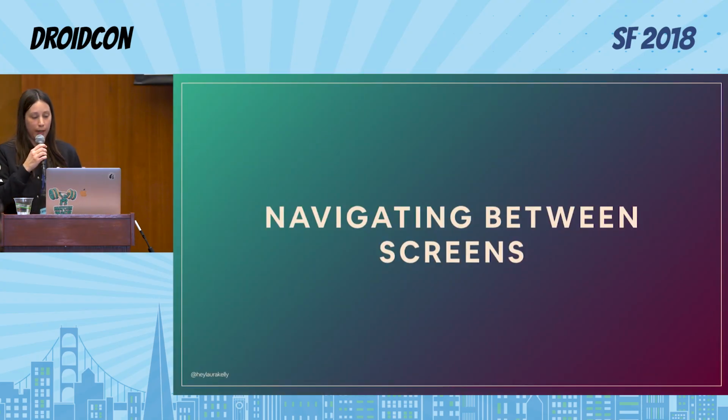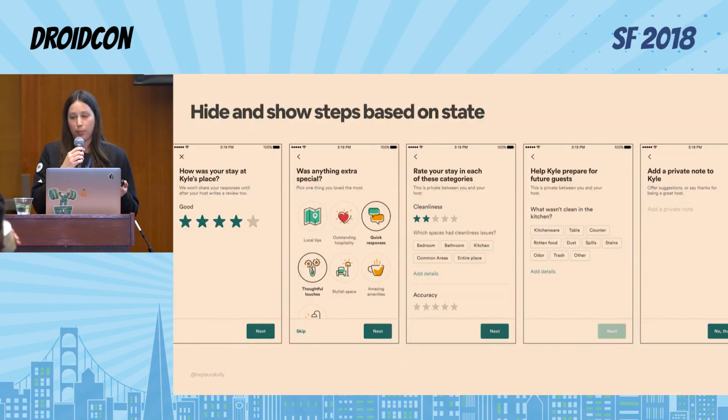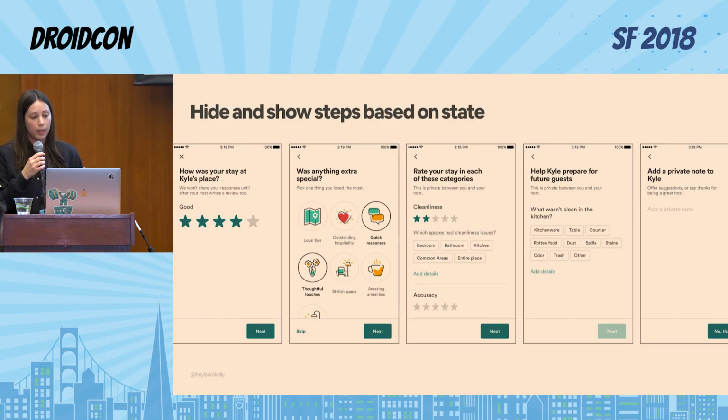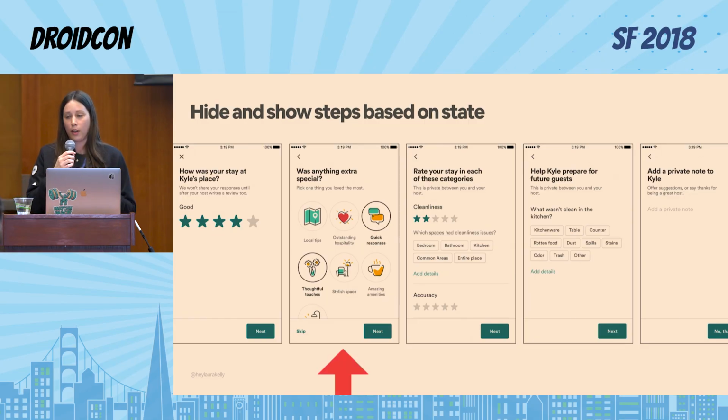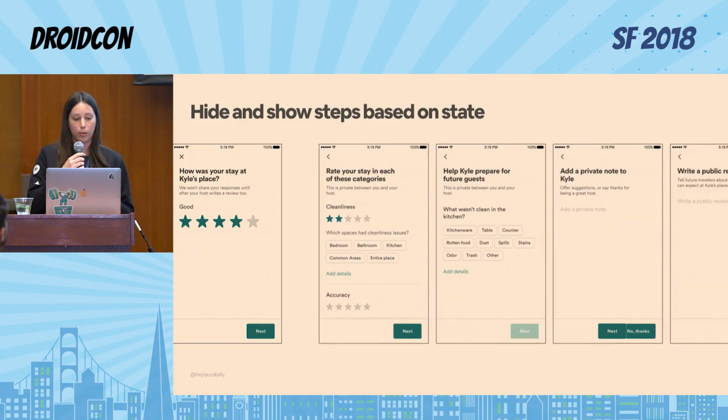Wally can also handle validating navigating between screens. So an example of that would be, this is a set of steps in our review flow. And we've got this one step that says, was there anything special that your host did? We only want to show this if the host gets a stellar rating of 4 stars or more. So the way that Wally works is it essentially hides and shows this step based on the state of the previous question. So if we gave a rating of like 2 stars to this host, this step would just go away.